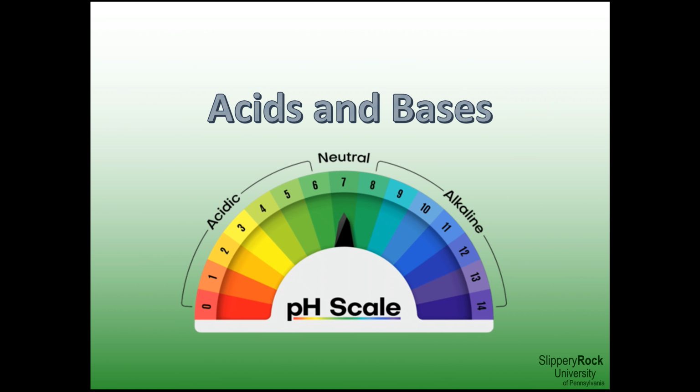This difference affects how they behave and how they feel. Acids often taste sour, like lemon juice or vinegar, while bases tend to feel slippery, like soap. Chemists use the pH scale, which ranges from 0 to 14, to describe how acidic or basic a substance is. A pH below 7 is acidic, above 7 is basic, and exactly 7 is neutral, like pure water.